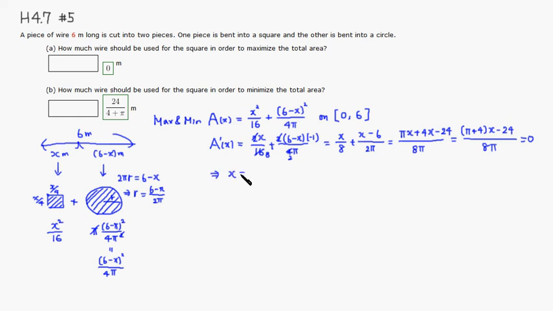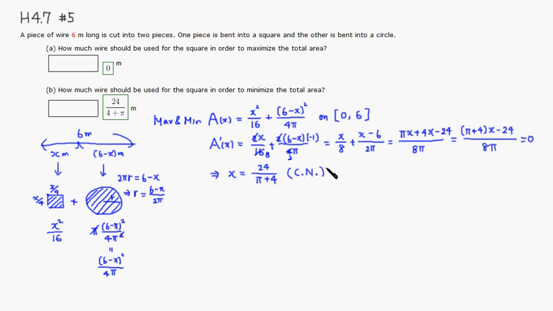x is equal to, right? So it's going to be 24 over, sorry, pi plus 4. Sorry, I said pi over 4. It's 24 over pi plus 4. Right? So this is the critical number.